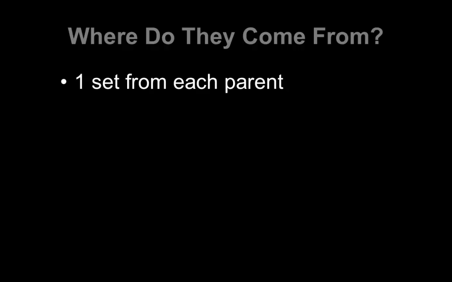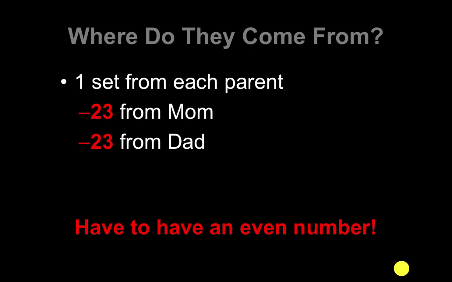And where do they come from? Well, you get one set from each parent. This is why you have two of each chromosome. So for a human being that has 46 total, you get half of them, 23 from your mom, and 23 from your dad. And in order for all this to work, you got to end up with an even number.